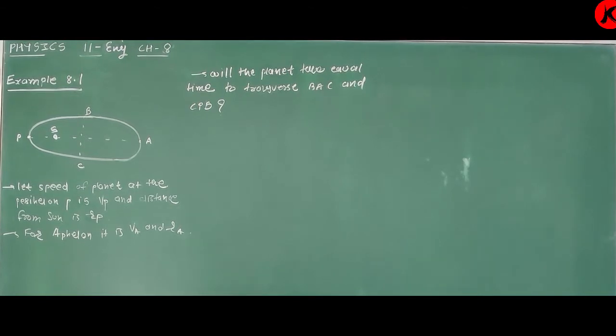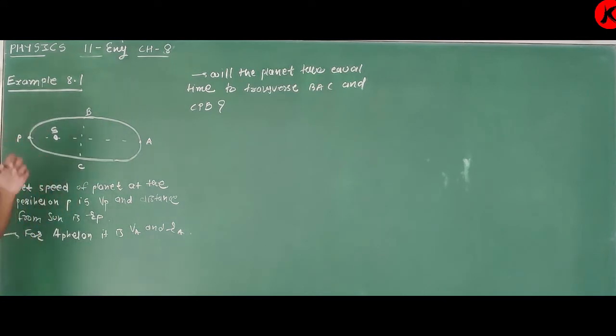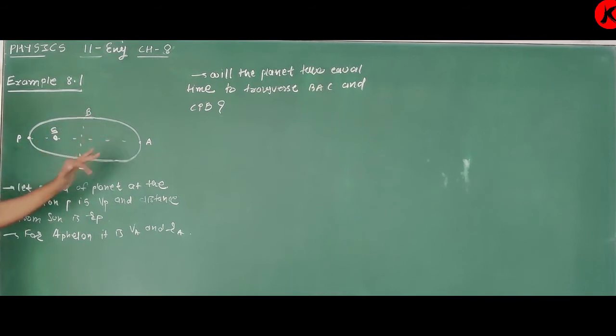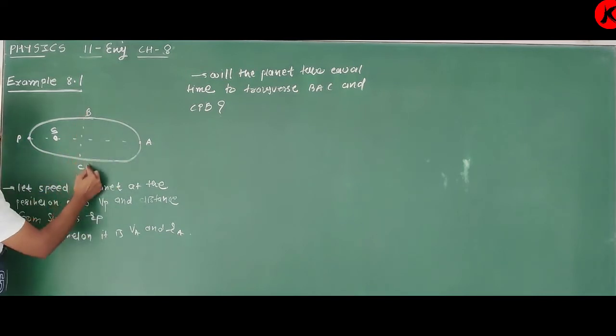Now we will see one question. See, example 8.8. You are given one planet which is revolving around the Sun in an elliptical orbit. Perihelion, aphelion, major axis, BC.